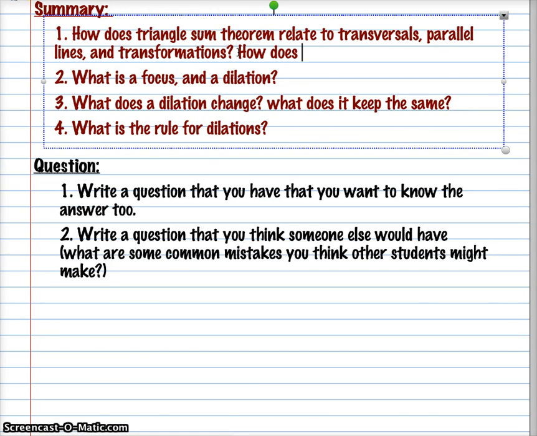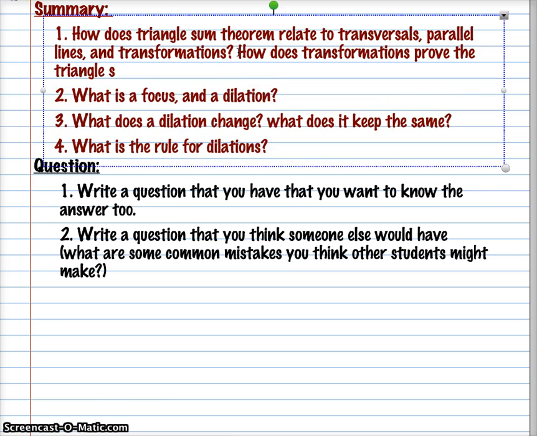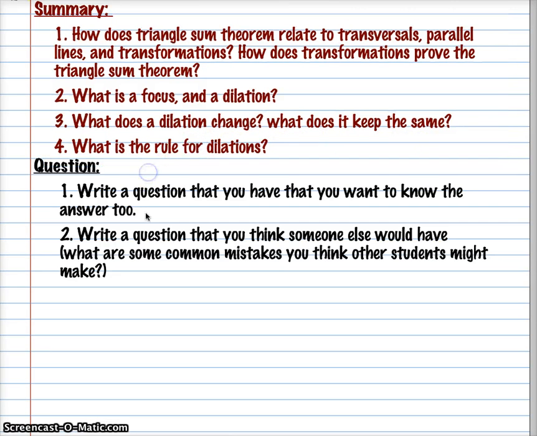How do transformations prove the triangle sum theorem? Okay, what is a focus? That's from 4.1, and a dilation. What are those things and how do they relate to shapes? How does dilation change? What does it keep the same? And what are the rules for dilations?